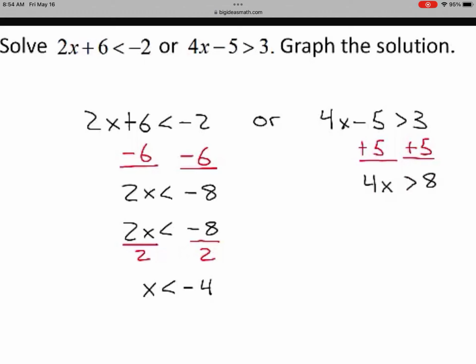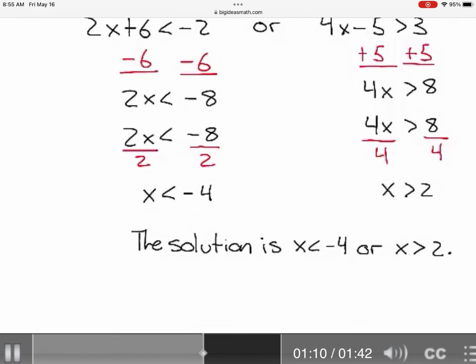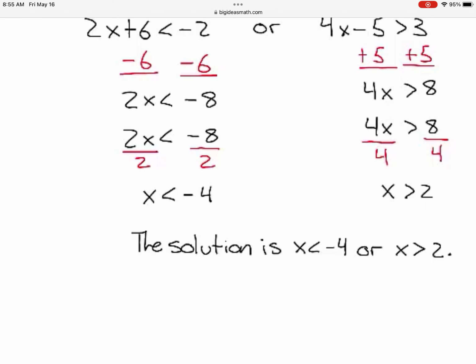Next, use the division property of inequality. Divide each side of the inequality by 4. 4x divided by 4 is greater than 8 divided by 4. Because 4 divided by 4 is 1 and 8 divided by 4 is 2, x > 2. So the solution is x < -4 or x > 2.